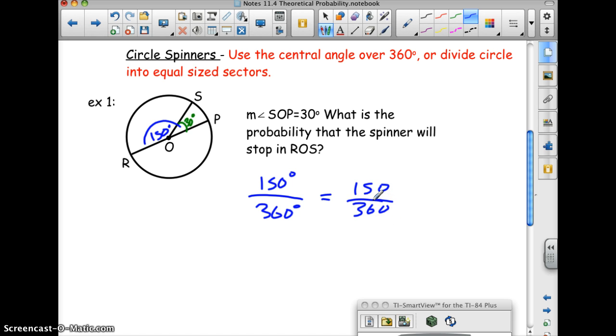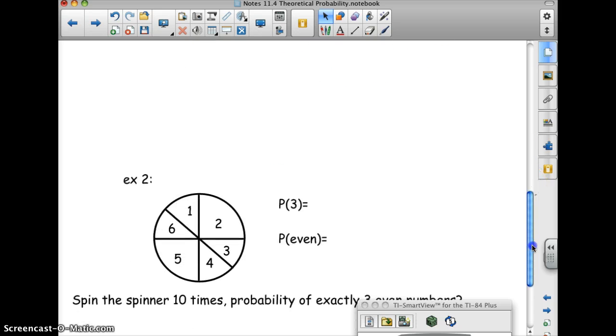And you could leave your answer like that, or I could divide 30 out of each of those, right? You get 5 on top, and down here you get 12. So the probability that it lands in ROS is 5/12.